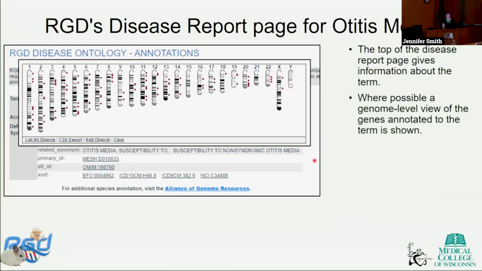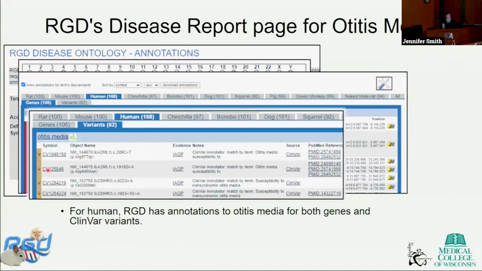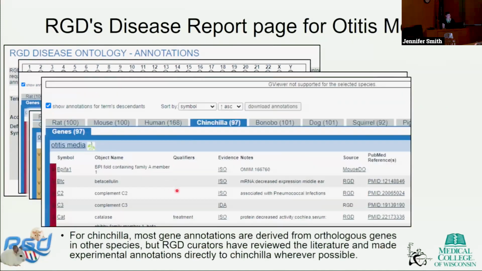Where possible, a genome-level view of the genes annotated to the term is shown. For human, RGD has annotations to Otitis Media for both genes and clinical variants, as shown in this view. For Chinchilla, most of the gene annotations are derived from orthologous genes in other species, as indicated by this ISO, or inferred from sequence orthology evidence code. But RGD curators have reviewed the literature and made experimental annotations directly to chinchilla genes wherever possible.